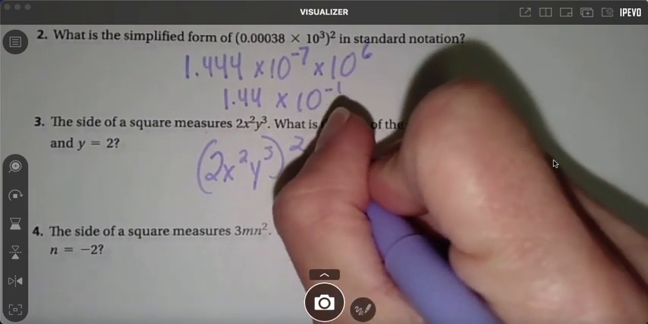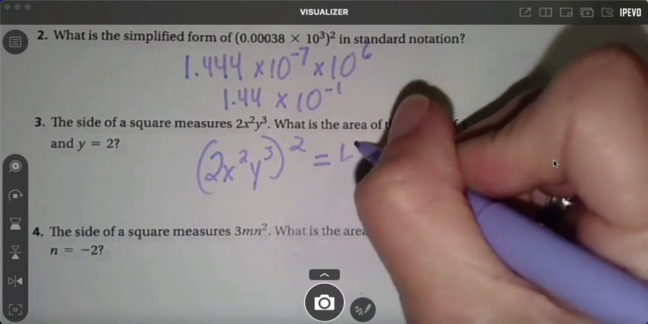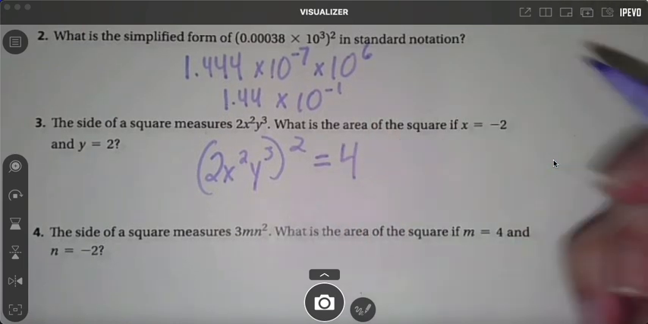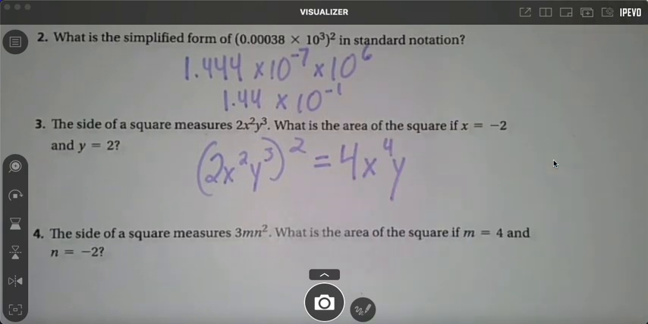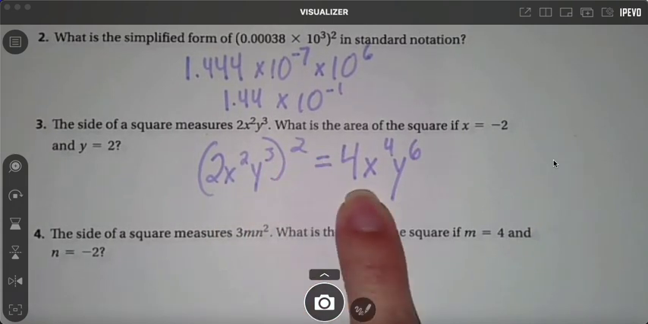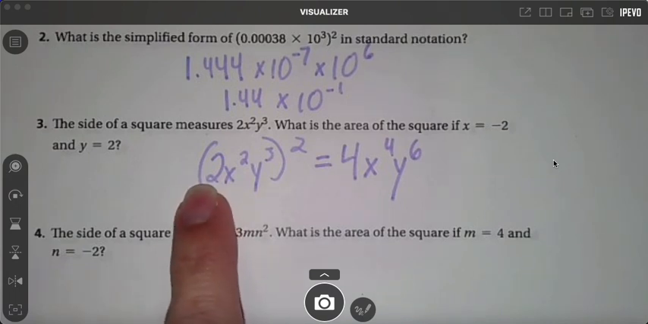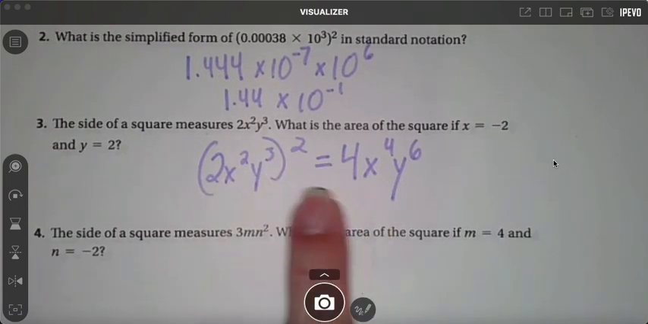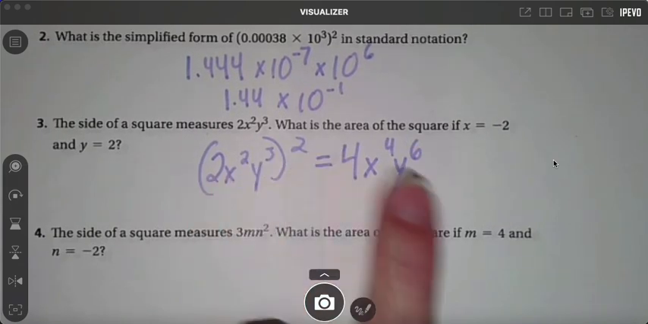So what is my next thing I'm going to write? What's the next answer? What's 2 squared? 4. And then what's my exponent for my x? 2 times 2 was 4. And what's my exponent for my y? 3 times 2 is 6. Is that our answer? No. So all I did was I squared everything. I squared it. And that's what I get. Because remember, your coefficient, your number out front, I just square it. But when you have exponents, what do you do when it's a power to a power? You multiply them. That's all I did.